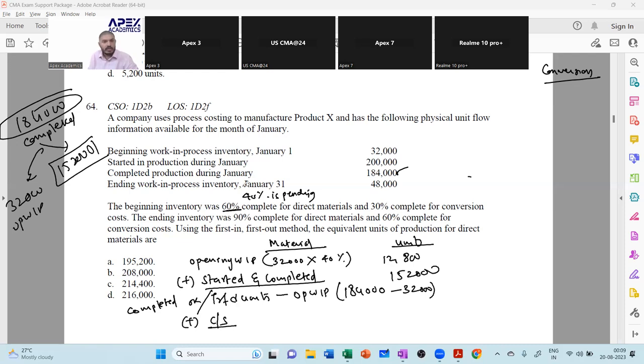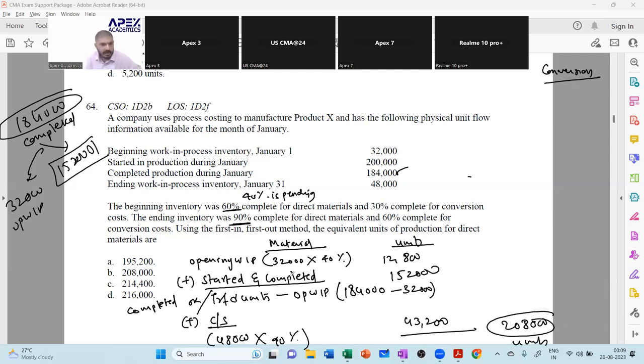Then what am I going to take into consideration? Closing stock. What is your closing stock? It is 48,000 units. How much is completed for material? 90% is completed, so 48,000 multiplied by 90% is 43,200. So what is the total? 43,200 plus 1,52,000 plus 12,800. What is the answer? 2,08,000 units for material. Material is over.